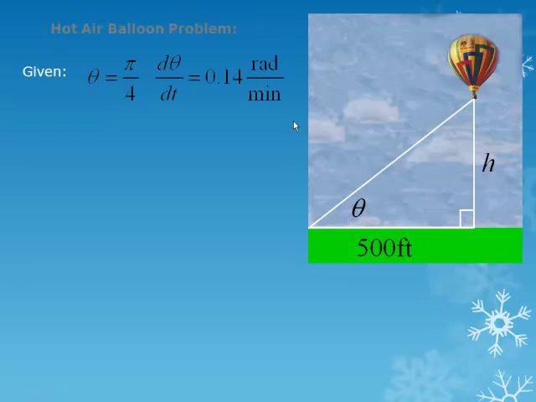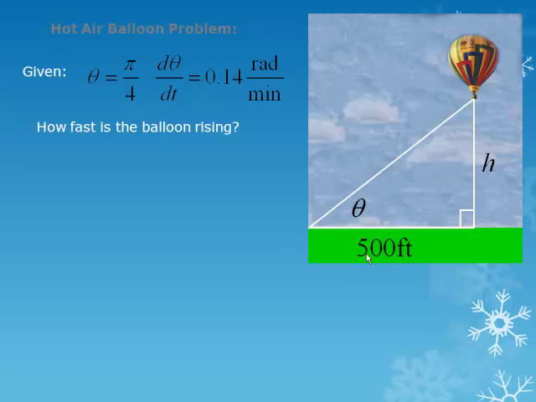I am also being told that d theta/dt, which is the rate that the angle is changing, is going to be 0.14 radians per minute. So as this balloon rises, the rate at which this angle is changing is 0.14 radians per minute. It's getting bigger, obviously, because the balloon is rising.